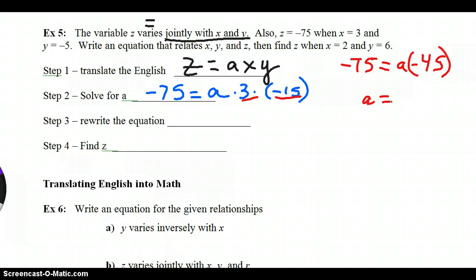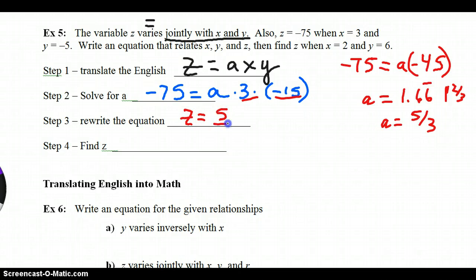And again, these are just numbers, so they don't have to come out whole numbers. This would be a positive 1.66 repeating. If you change that into a fraction, you should get 1 2/3. So if we change it into a fraction, we should get 5/3 is our a. We'll rewrite our equation by saying z equals, what is a? a is our 5/3. x we don't know, and y we don't know.